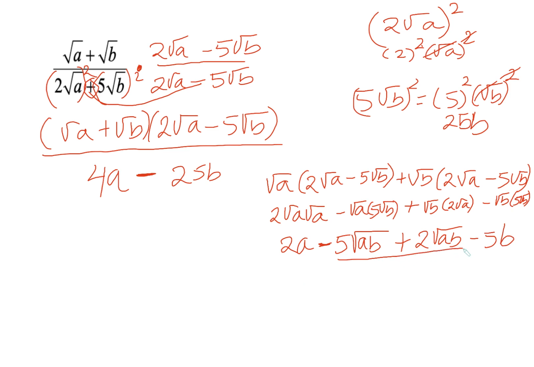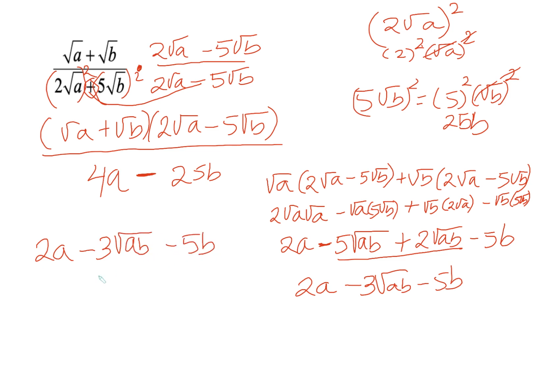Notice that these two terms are alike and I can combine them. So this will be 2a. Now, when you're combining, you're just combining the coefficients in the front. So negative 5 plus 2 is negative 3. So this will be negative 3 radical ab minus 5b. So my numerator after all of that is 2a minus 3 radical ab minus 5b. And all of that is over 4a minus 25b.